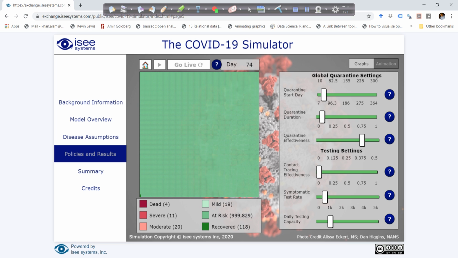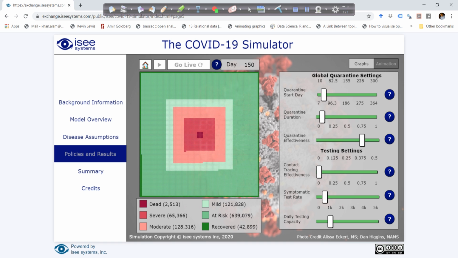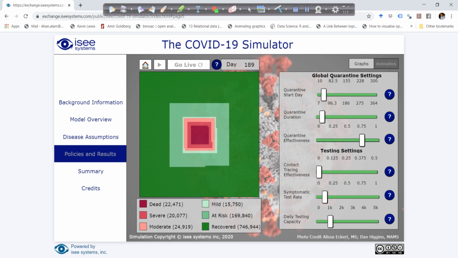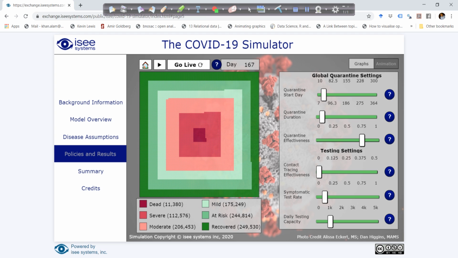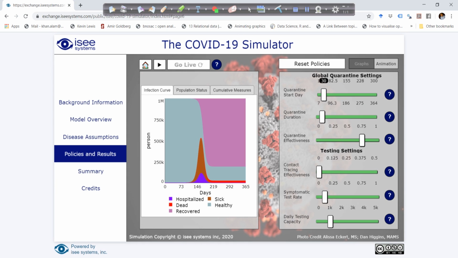As you can see, it's quite good until a certain point where it won't be able to be contained. But you can see the amount of time that the medical authorities or the state will get in order to prepare for this. Now, this is the animation of spread, but if we look at the graphs, let's see what happens.